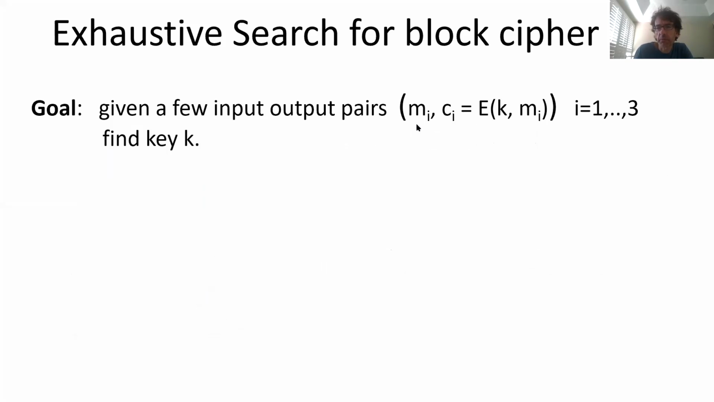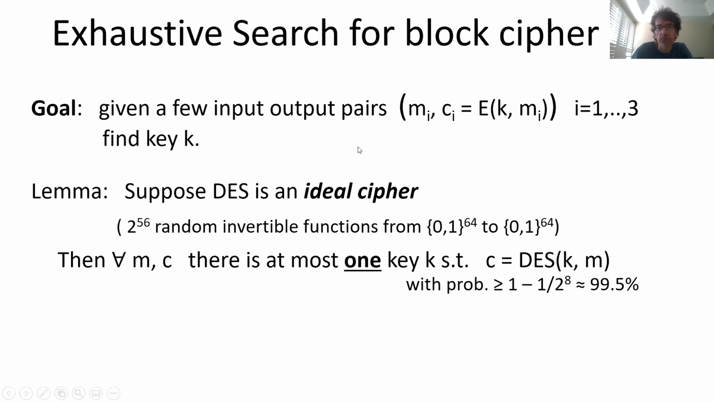Given a few input-output pairs, so think of a chosen plaintext attack, when the adversary has a bunch of messages and gets back ciphertext. So the adversary knows this relation between a bunch of points, Mi and Ci. And we want to ask how long does it take to find the key K if we want to exhaustively search for it? Of course, it takes the key space. So for example, for this, you have 56 bits of a key, so it's 2 to the 56 possibilities for the key.